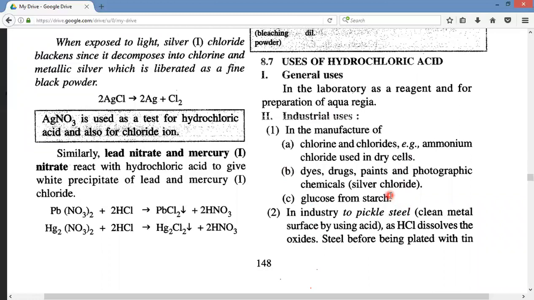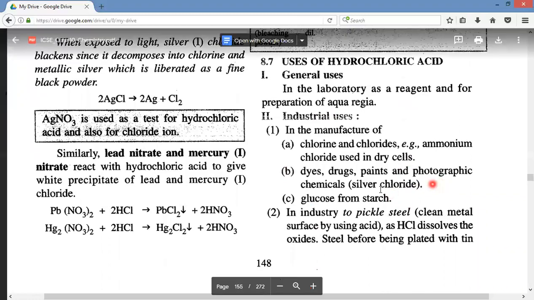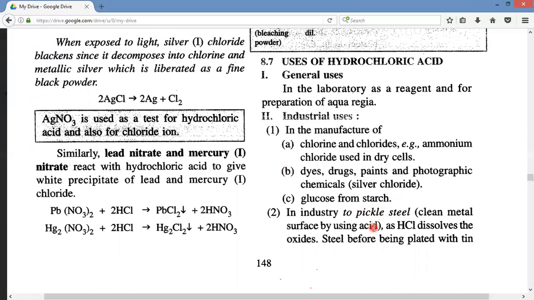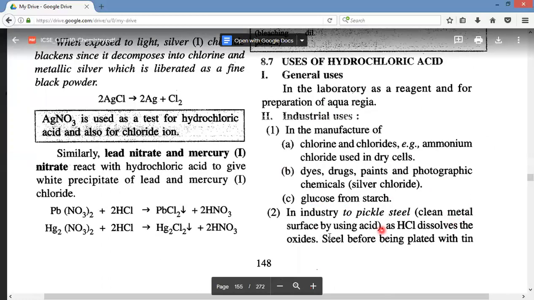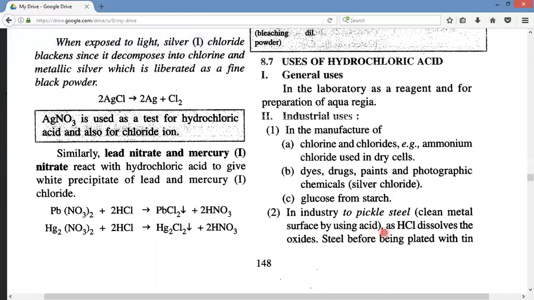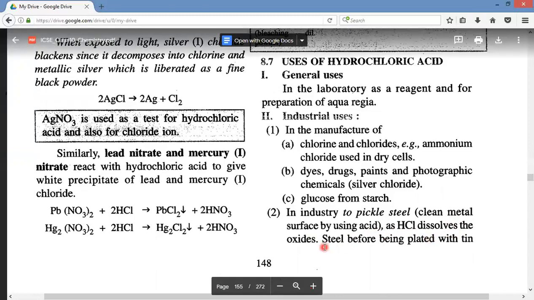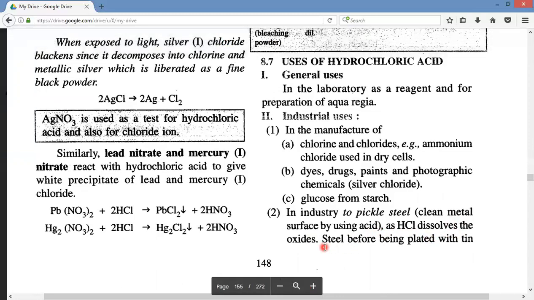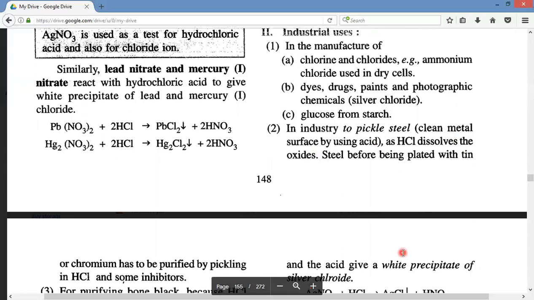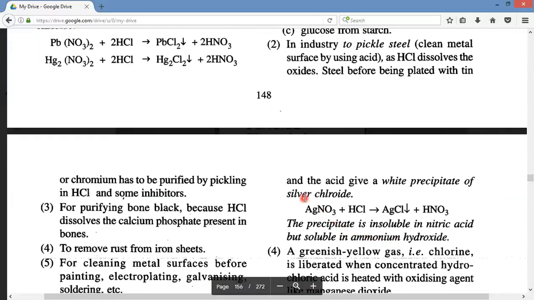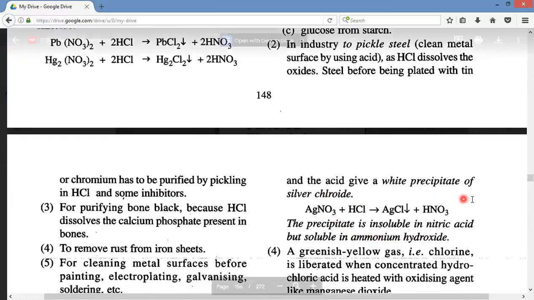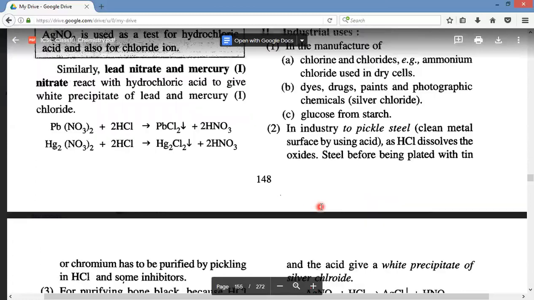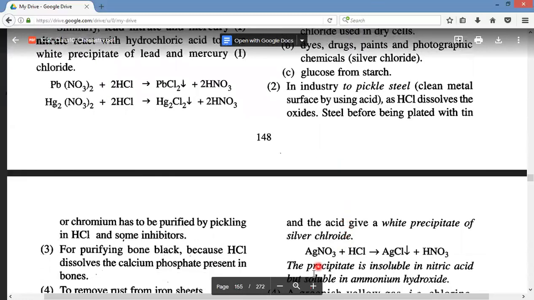Silver chloride is used in photographic chemicals. Glucose from starch. For pickling steel, a very, very important point, to clean the metal surface by using acid, because HCl dissolves oxides. And steel before being plated with tin, the acid gives the bright surface. In this one, we are using that.